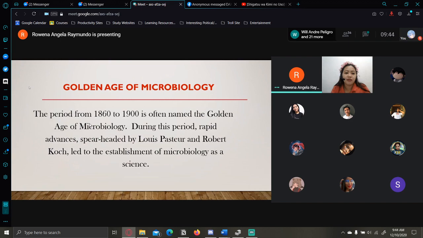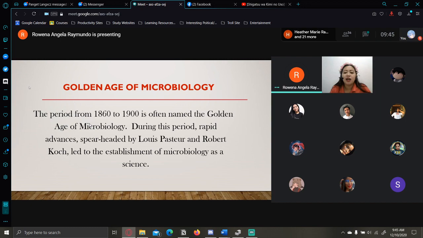The next years ay tinatawag na golden age of microbiology. Bakit? Kasi dito nagkaroon ng maraming experiments, maraming discoveries by different scientists. So 1860 to 1900s is often named as the golden age of microbiology. During this period, rapid advances spearheaded by Louis Pasteur and Robert Koch, this is read as Coke, as in yung iniinom na Coke or soft drink, led to the establishment of microbiology as a science.